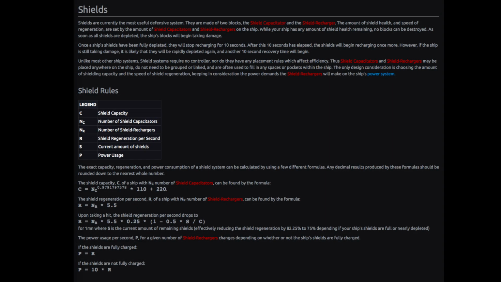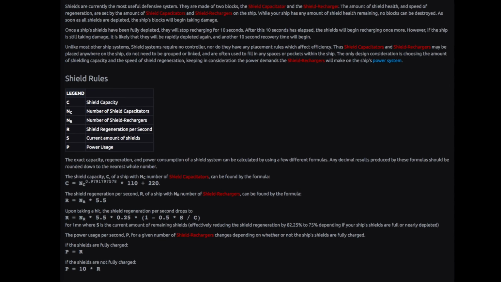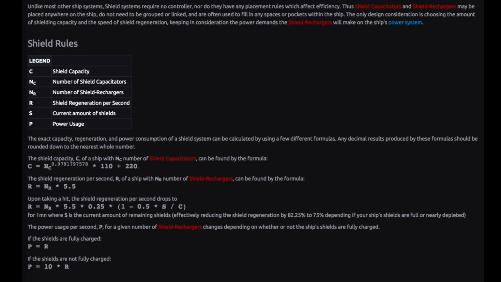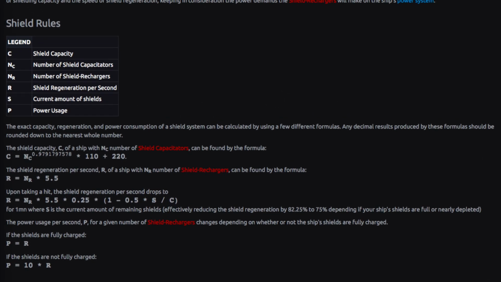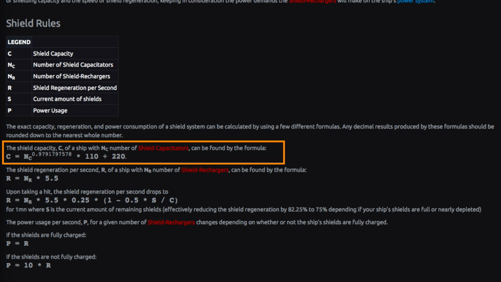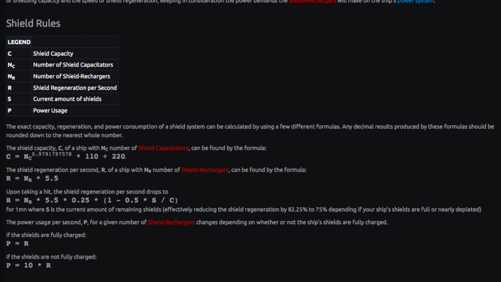So let's see what the wiki has to say about shielding and shield regeneration. Now the upper part just explains that there are two blocks, which we have covered already. But the lower part is interesting because here are some formulas. The first formula is related to shield capacity, C. And it looks like we are running into diminishing returns, which means the first shield blocks will generate more shield capacity than the last shield blocks you added to a ship. So it will get slower over time.